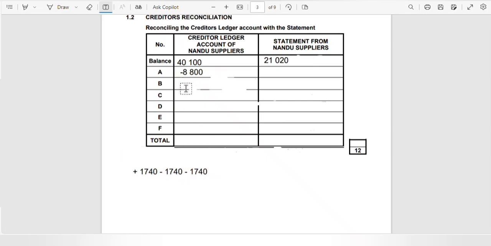So we are going to say negative 1740 minus 1740 is equals to how much? Is equals to negative 3480. That's how we do it.